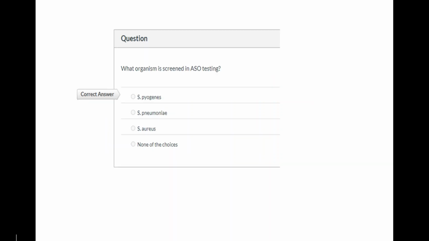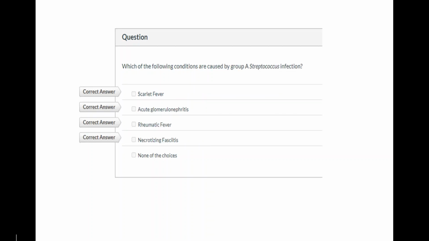What is the organism screened in ASO testing? Of course, that is Streptococcus pyogenes.